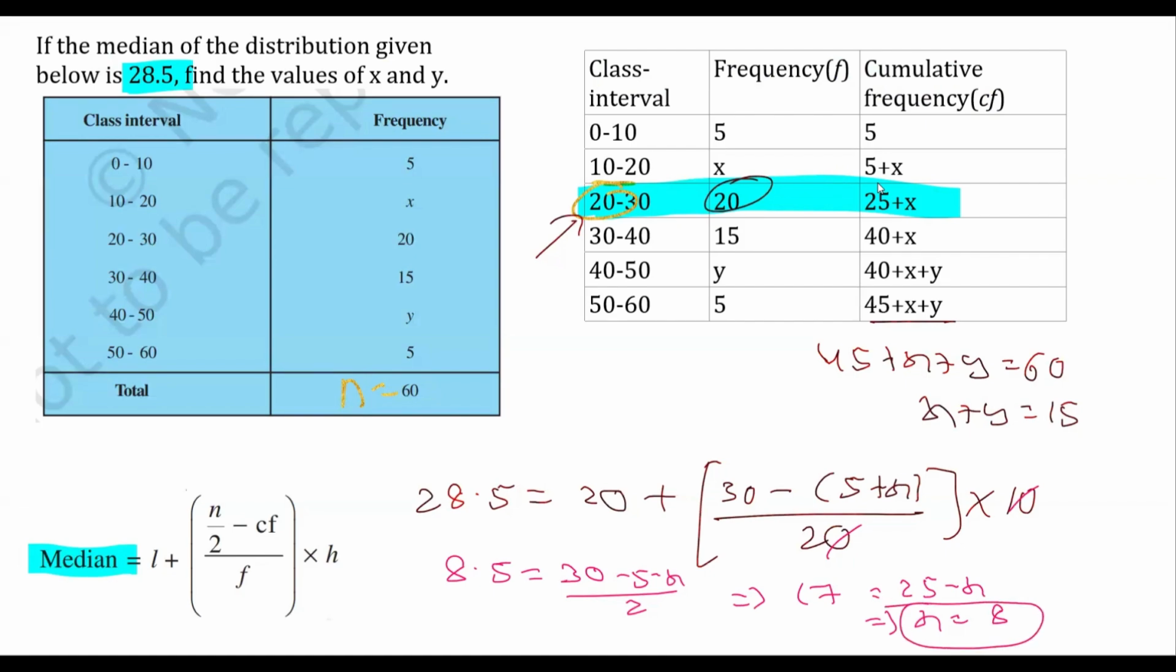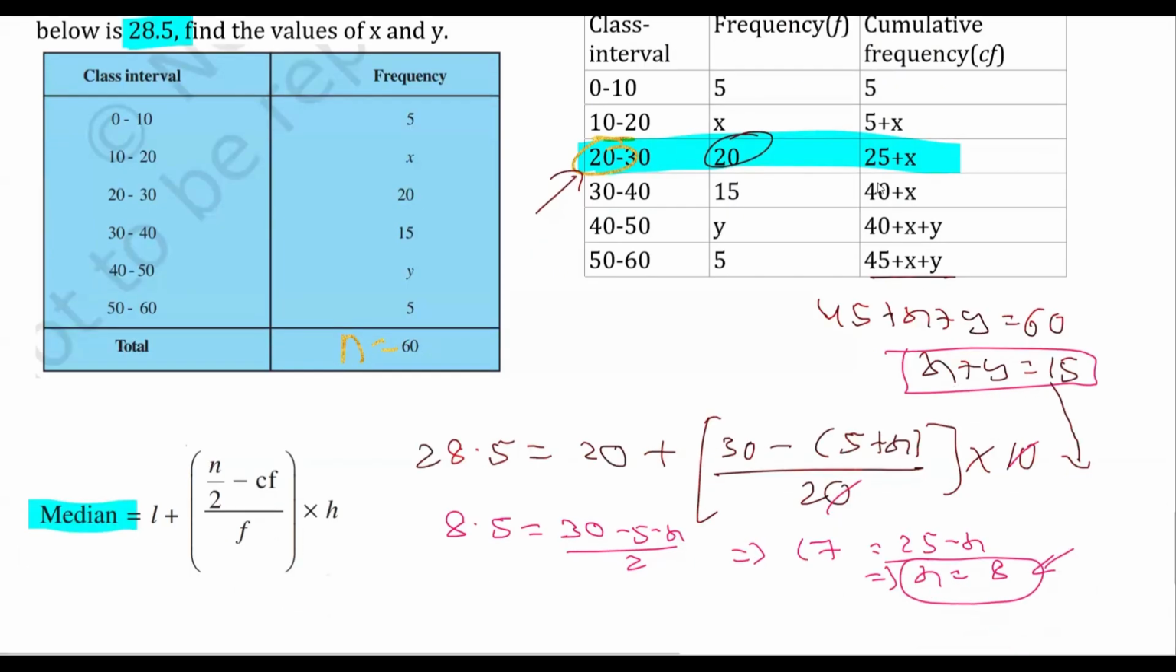Now check here: we have two equations and we got the value of x. So we can obtain y from here, right? Let's replace x with 8. We know x plus y is 15 and x is 8. So 8 plus y is equal to 15, which implies y is equal to 15 minus 8. That comes out to be 7. So we had to get the values of x and y. x is 8 and y is 7. That's how we do this question.